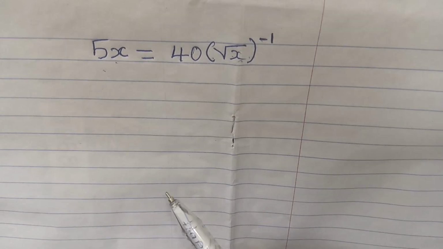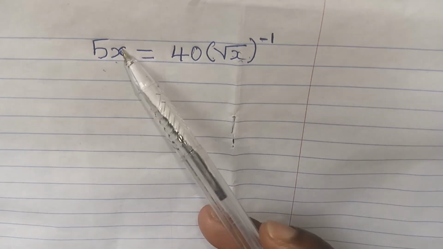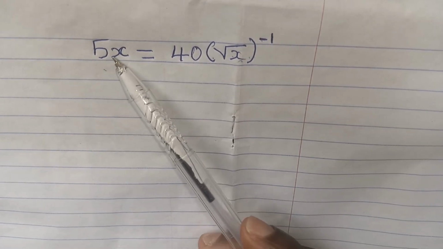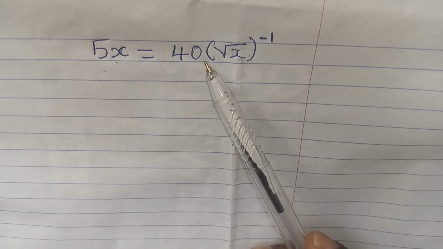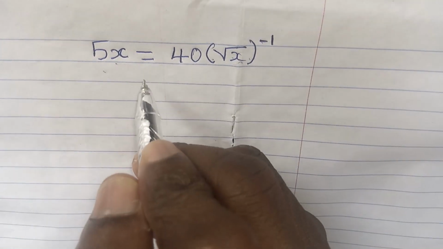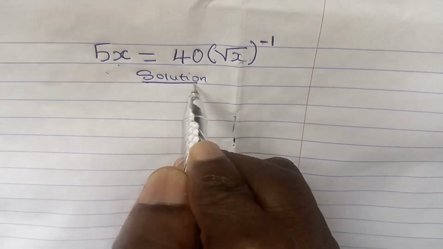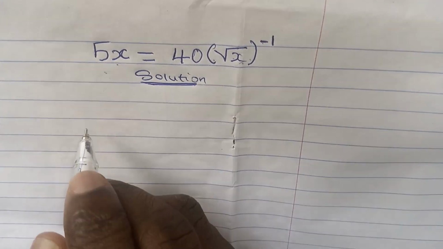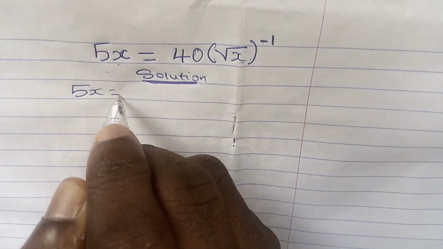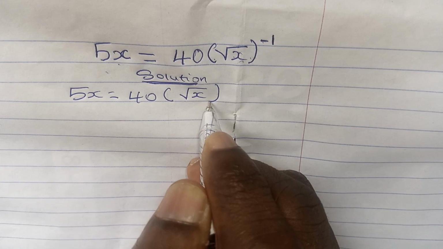At the end of this class, we are going to substitute the value for x to see whether the answer we have on the left hand side will tally with what we have on the right hand side. So let's dive into today's problem. Solution. Now simply write down the question, which is 5x is equal to 40 times (root of x) to the power of -1.